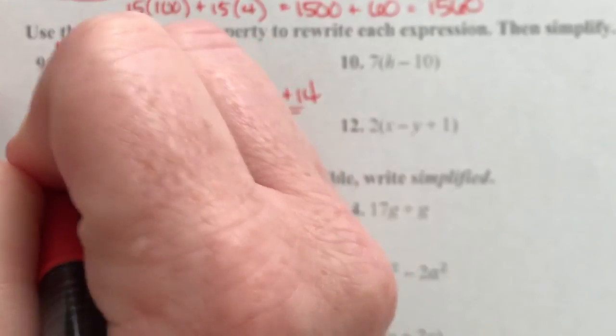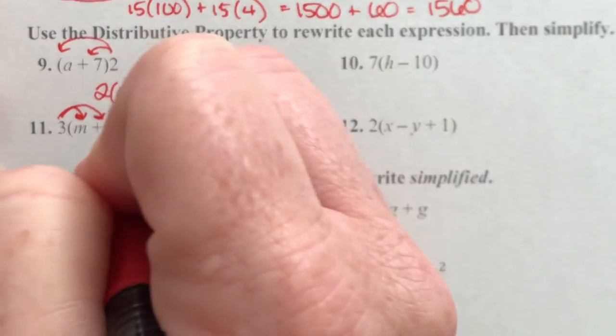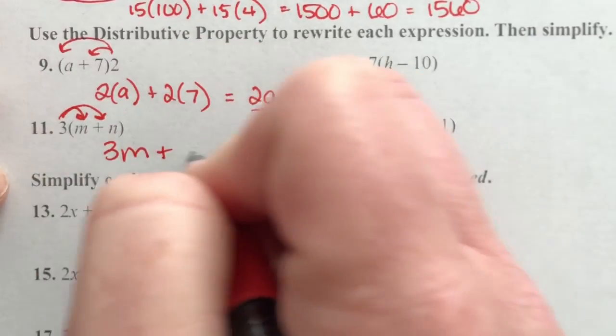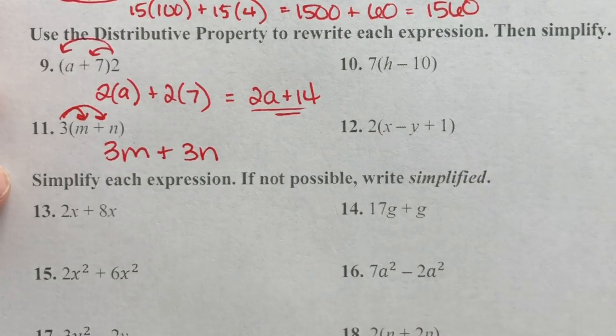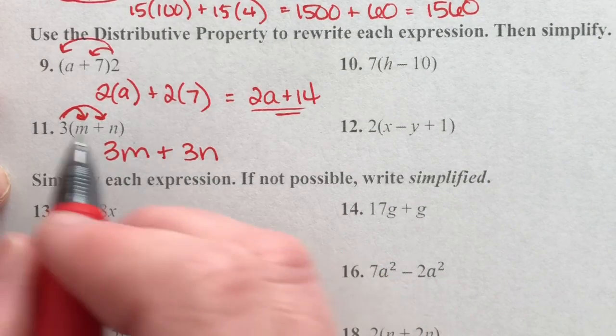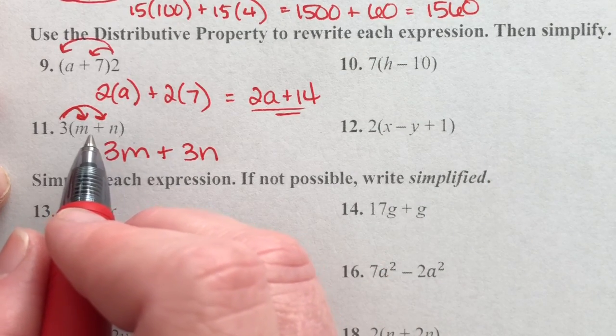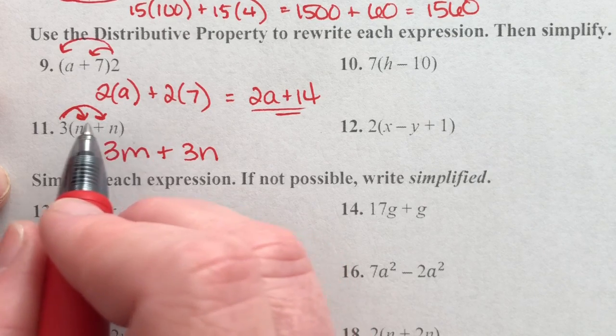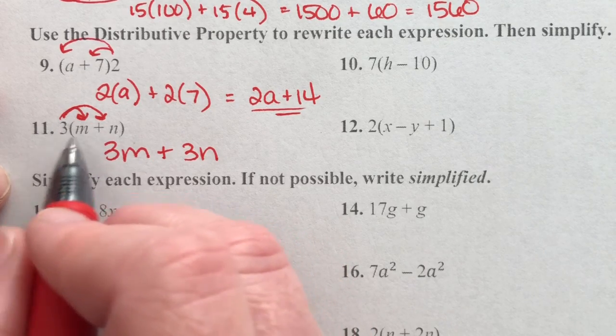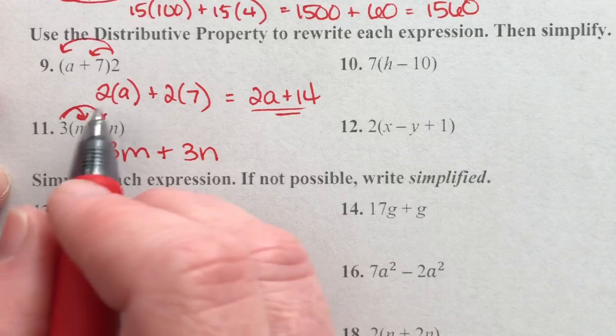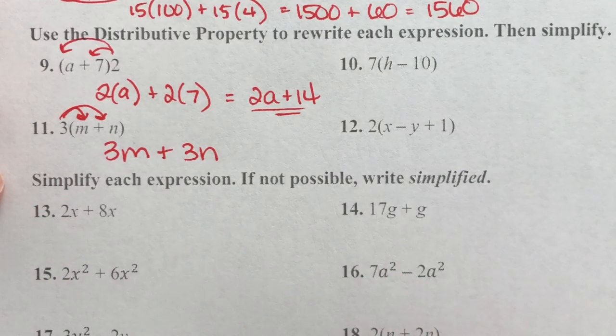And the next one, number 11, 3 times m plus 3 times n. Your number in the middle here should match the number in the middle here unless one of these terms is negative or the term outside. And once you start mixing negative signs in there, you might have to switch some symbols around.